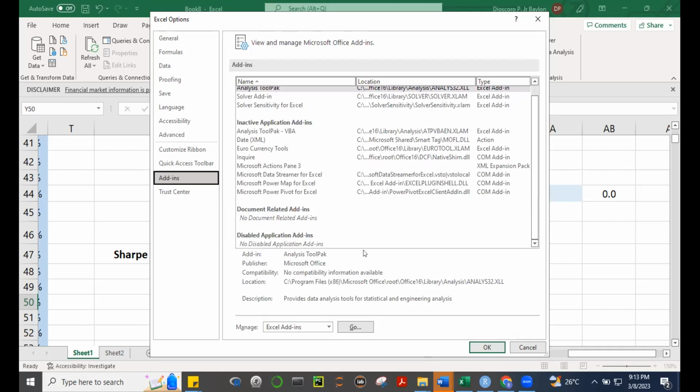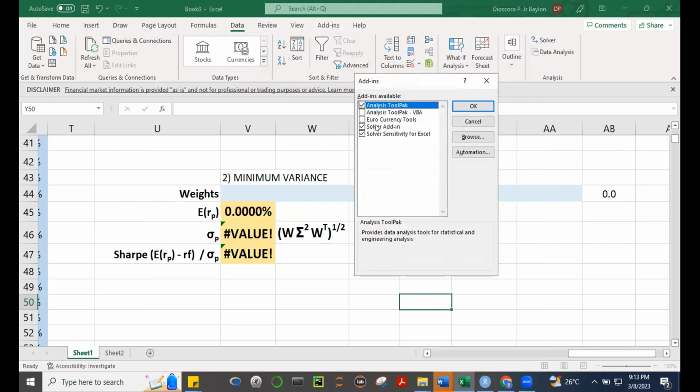Okay, once you click add-ins, sa baba, you'll see here, manage Excel add-ins. Dito yung go. Click go. Right, then you will see this. Yung mga add-ins. Paki-click si Solver add-in. Yan. Most likely, hindi pa nakaklik yan dun sa inyo. Okay, kindly click that. Okay na, sir.